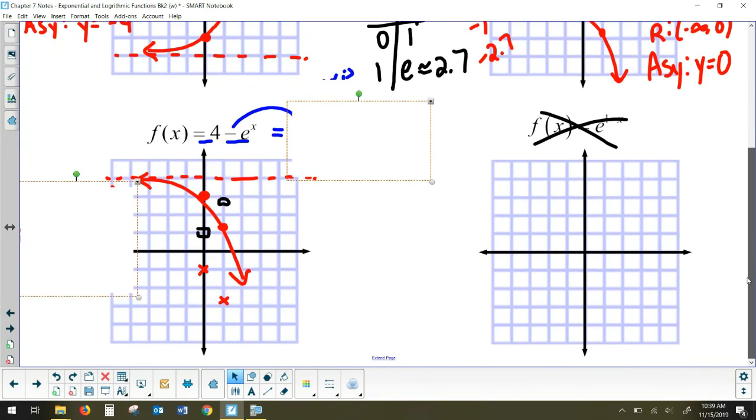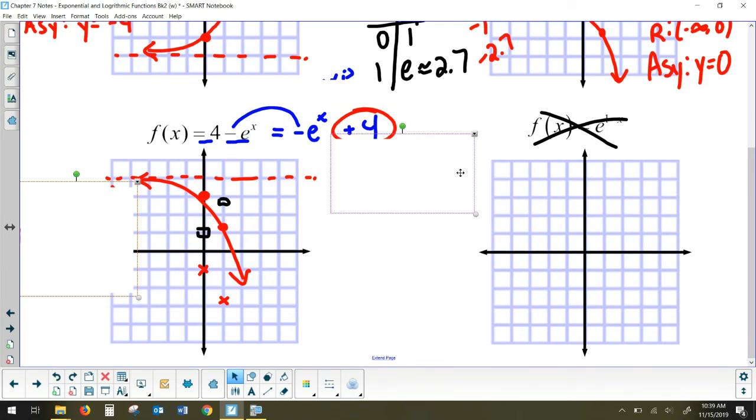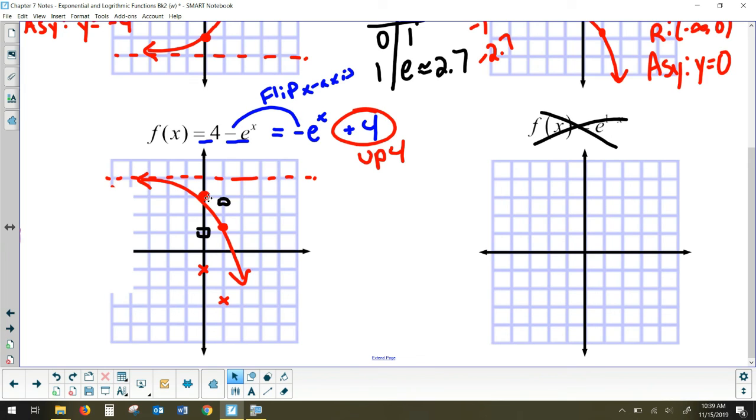Then our last one. I rewrote this because I think it's easier to see that now, firstly, we have to flip over that x-axis. So we have our parent function flip over the x-axis, just like we did up here. And we have to move everything up 4. What's that plus 4? Finding our domain and range.